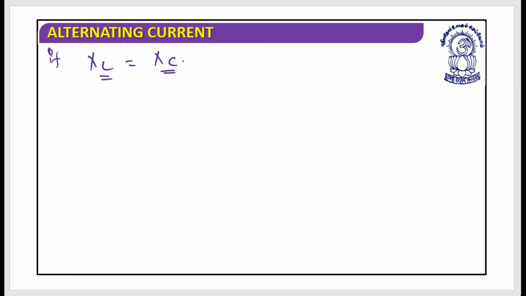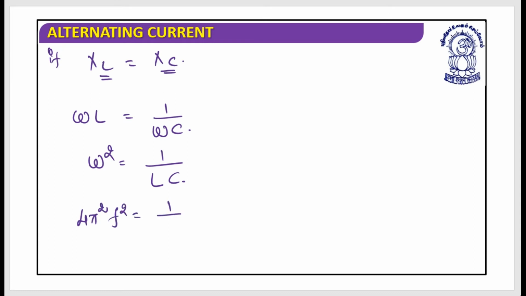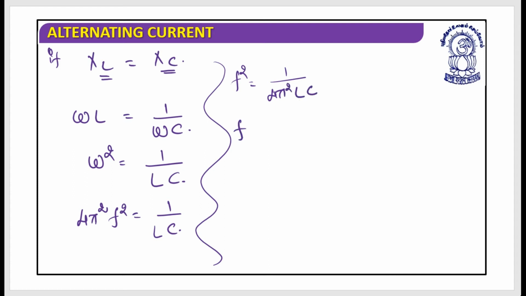when this happens, let's look at this. XL equals omega L, and XC equals 1 by omega C. From this, omega square equals 1 by L into C. So omega square, which is (2 pi f) square, equals 4 pi square f square, equals 1 by LC. So f square equals 1 by 4 pi square into LC, and from this it equals 1 upon 2 pi root of LC.